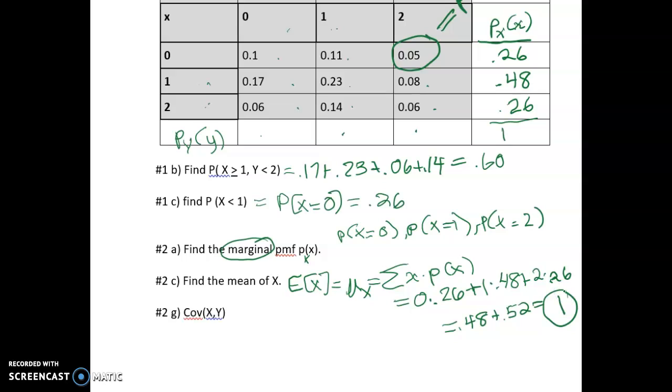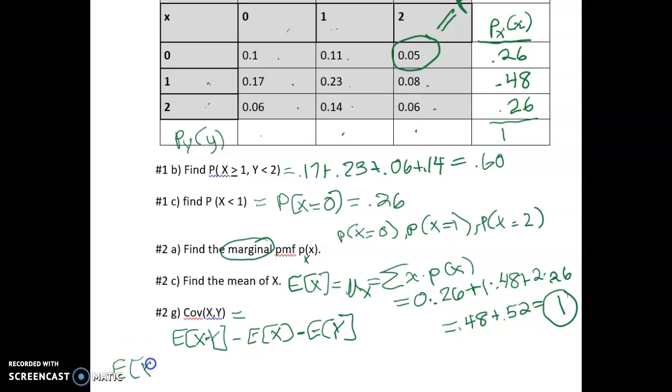Interesting. All right. You'll also see the covariance of xy is another thing you're going to have to know how to do. And the formula for covariance is the expected value of x times y minus the expected value of x, we just found that, times the expected value of y. So we know how to find both of those now. We just found the expected value of x. You could easily do the expected value of y. But I want to talk about how to find the expected value of x times y. So let's look at that.